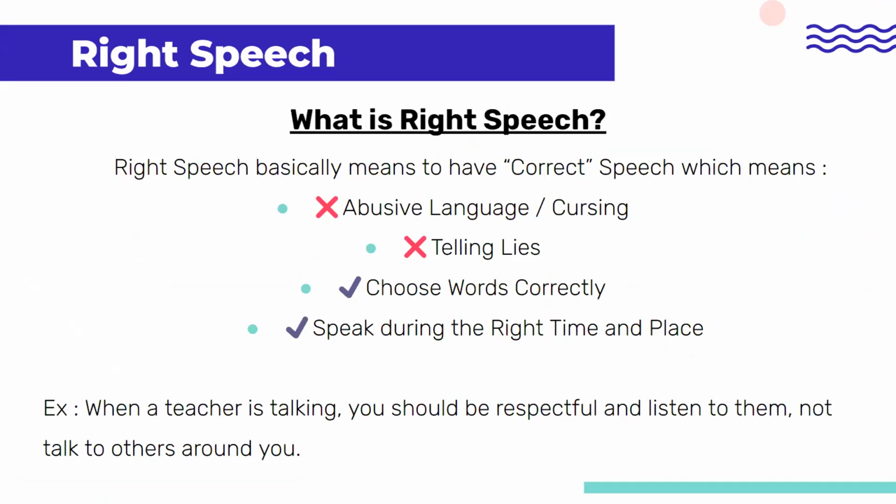So first is right speech. So what is right speech? Right speech is basically to have the correct speech, which means no abusive language or cursing, not telling lies, choosing words correctly, and speaking at the right time and place. For example, when a teacher is talking, you should be respectful and listen to them, not talk to others around you.